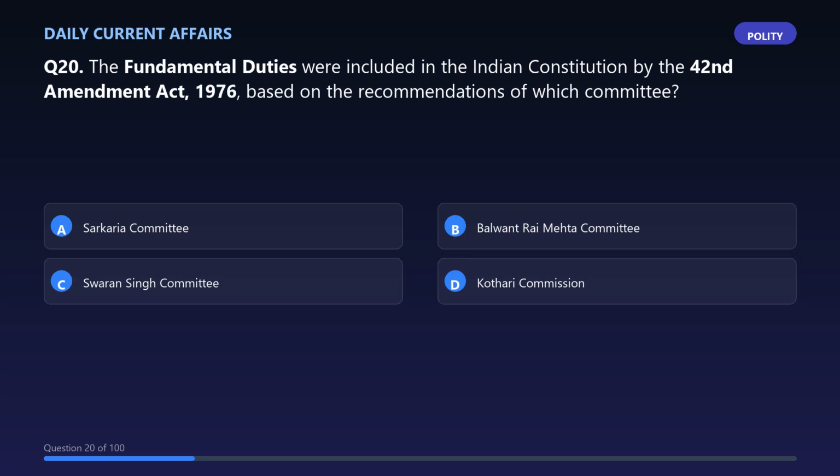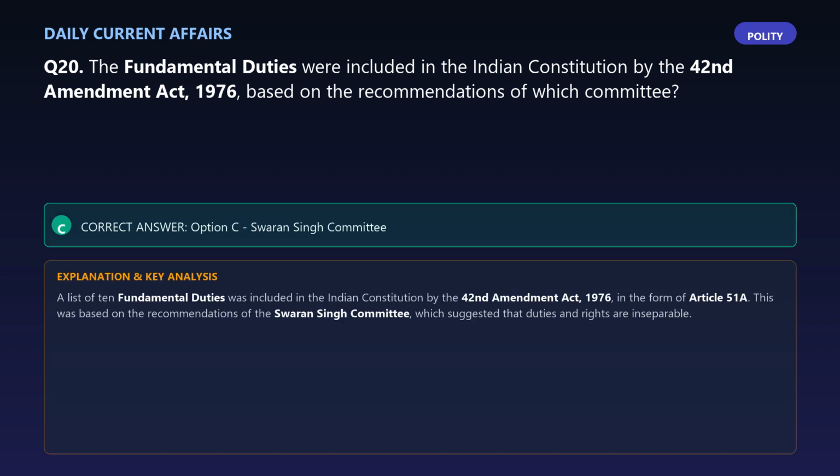Question 20. The fundamental duties were included in the Indian Constitution by the 42nd Amendment Act, 1976, based on the recommendations of which committee? The correct answer is option C, Swaran Singh Committee.